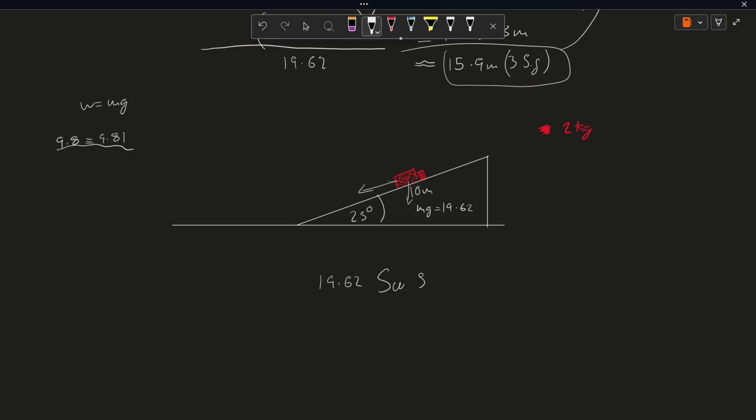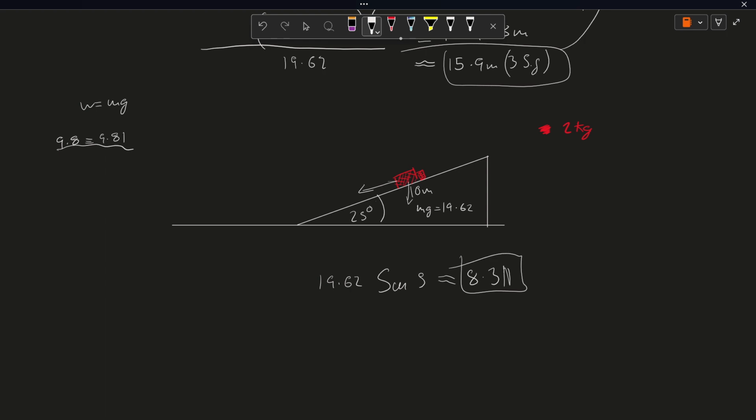Okay, not meters. Newtons? Newton kilograms? I don't know. And weight. And weight on the slope. Okay.